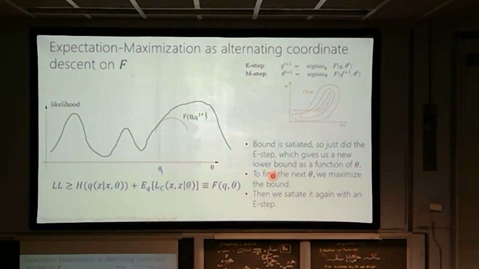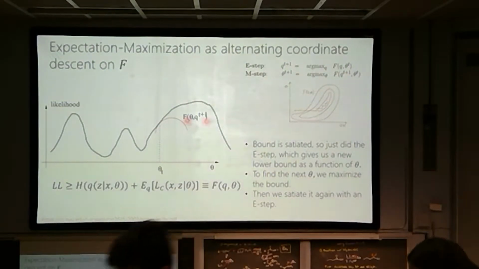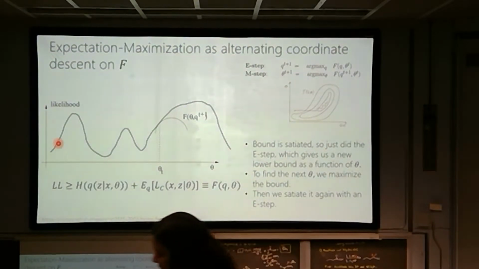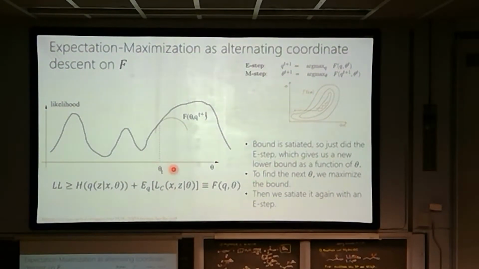And just another way to visually look at it, in addition to this one, is if this axis is the likelihood, and this is the parameter space. So the bound is just satiated. We just did an E step, and this is the current value of the parameter, and we know it's satiated because we're on the likelihood surface here.